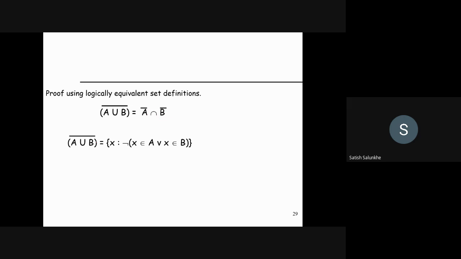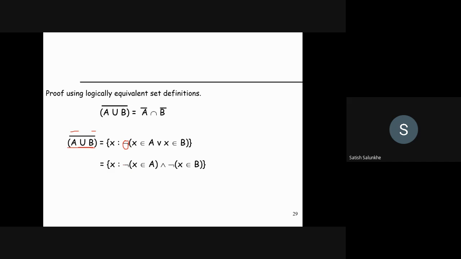So A union B complement, of that, this is equal to the collection of all the elements X such that X belongs to A or X belongs to B. This is the meaning of this. X belongs to A or X belongs to B. And if you take the not of that, why have we taken the not? Because of this complement. This is equivalent to what? Basically we have not yet started with the logic.